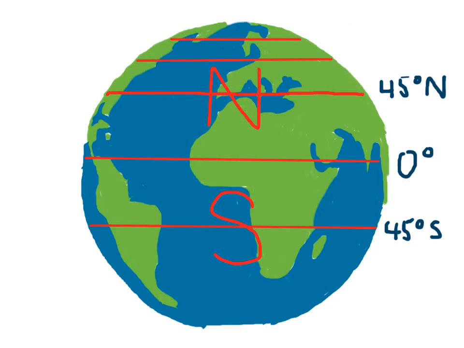The latitude numbers increase as you move further and further north from the equator until you reach the North Pole. The latitude of the North Pole is 90 degrees north. The numbers also increase from 0 through to 45 and then 60, 70, 80 degrees until at the South Pole we get the latitude reading, which is 90 degrees south.